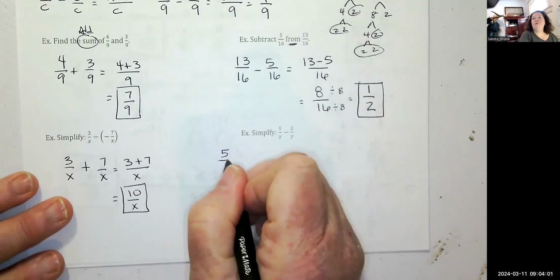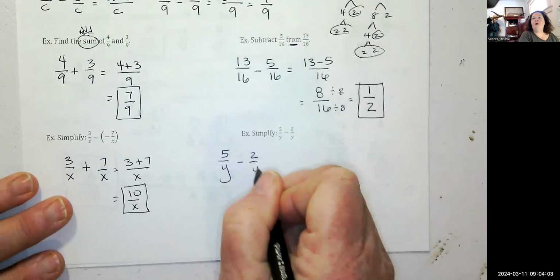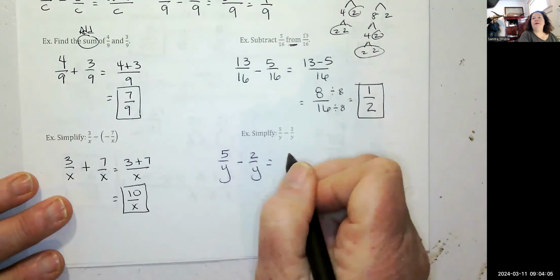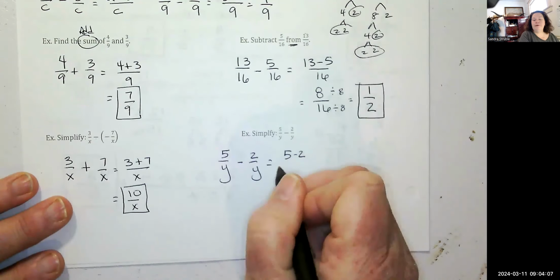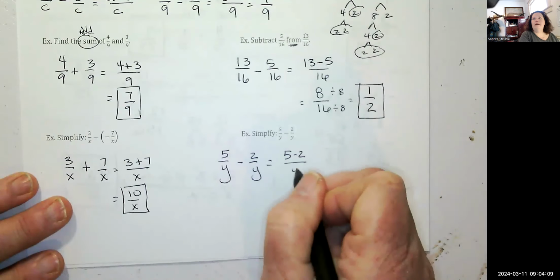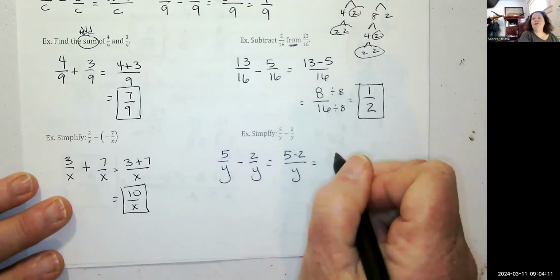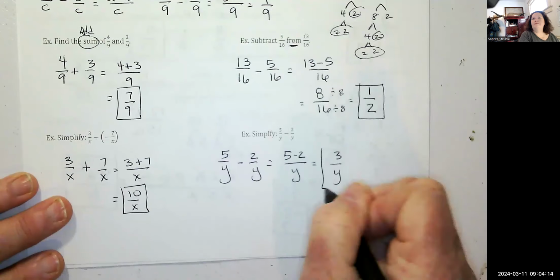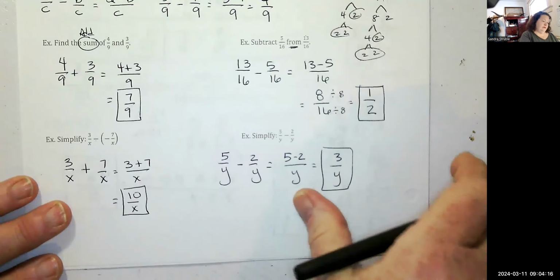Okay, 5 over y minus 2 over y. They have the same denominator. So 5 minus 2 divided by y is 5 minus 2, which is 3 over y. All right.